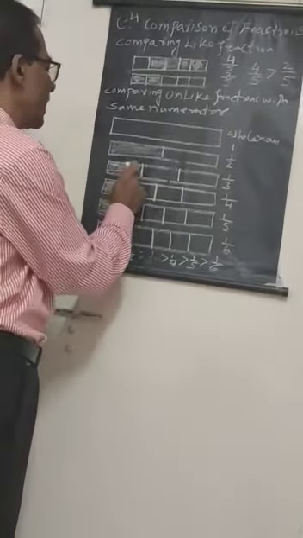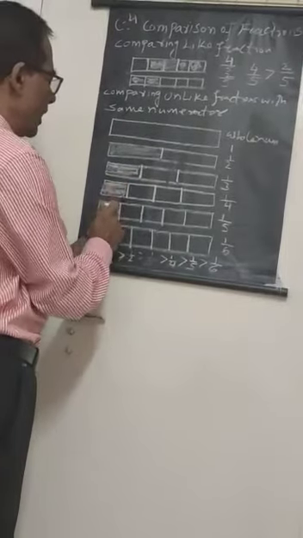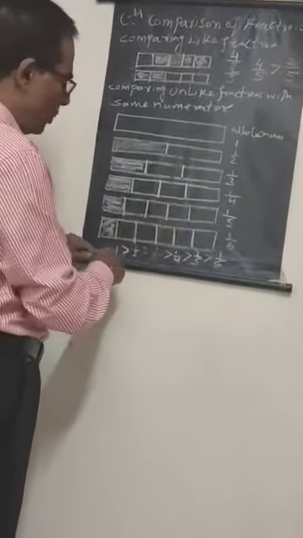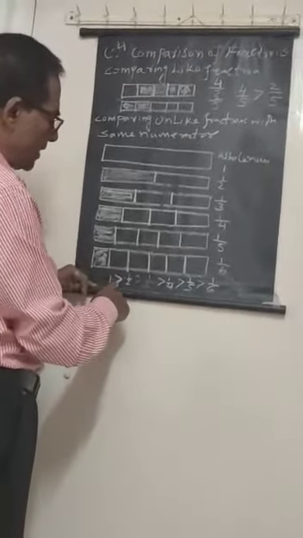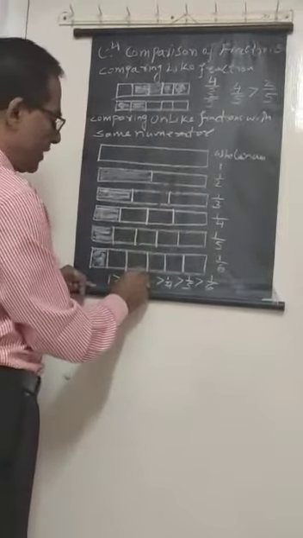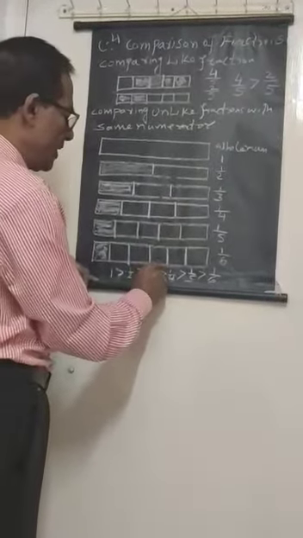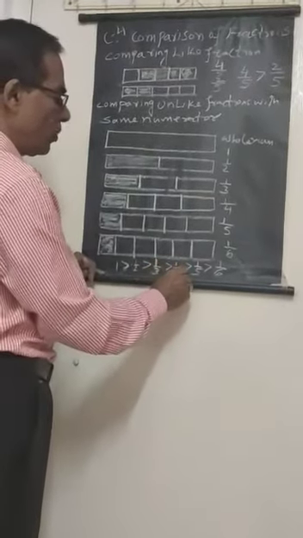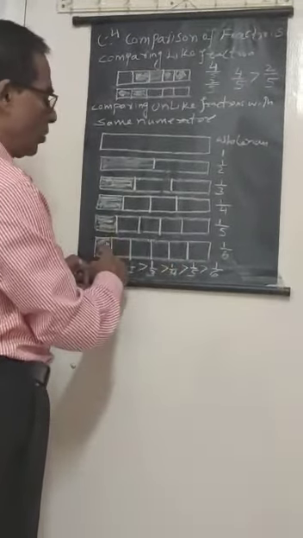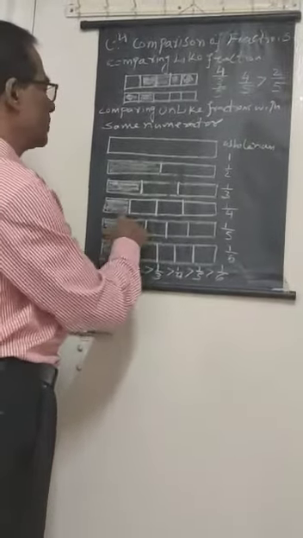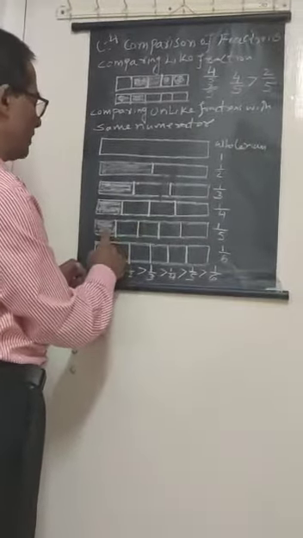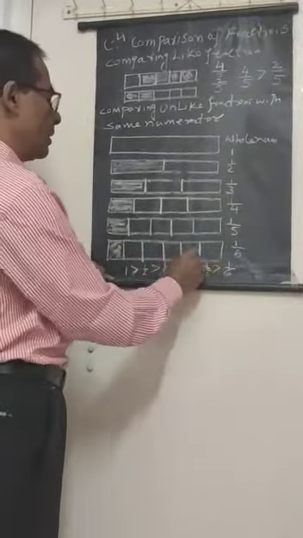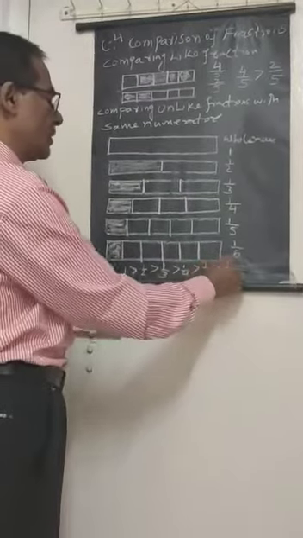This one is again smaller than this. This one is smaller, again smaller than this, and this one is again smaller. So we can arrange like this: 1 is greater than 1/2, and 1/2 is greater than 1/3, and 1/3 is greater than 1/4, and 1/4 is greater than 1/5. See here, you are getting less, and 1/5 is greater than 1/6.